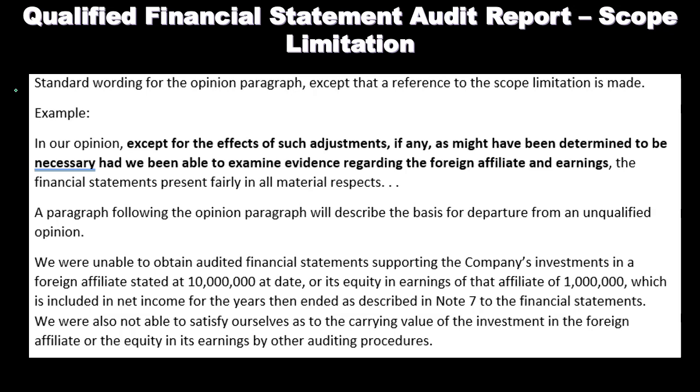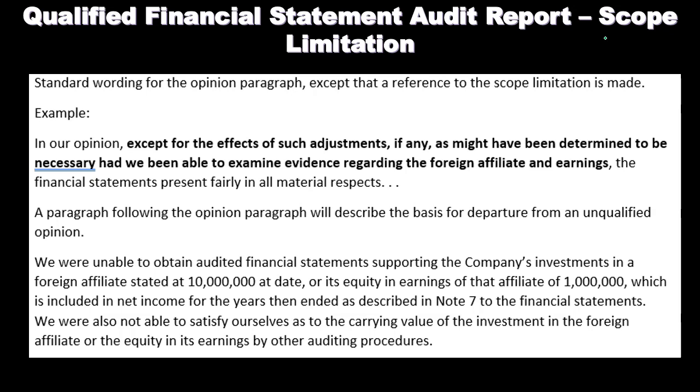Example: in our opinion, except for the effects of such adjustments, if any, as might have been determined to be necessary had we been able to examine evidence regarding the foreign affiliate and earnings, the financial statements present fairly in all material respects, and so on and so forth. So once again, we have, in our opinion, and then this qualification, given the fact that we have a scope limitation. We couldn't get to this information and therefore couldn't audit it.